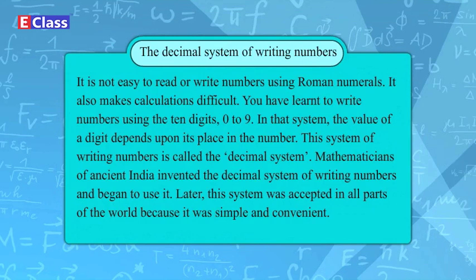This system of writing numbers is called the decimal system. Mathematicians of ancient India invented the decimal system of writing numbers and began to use it. Later, this system was accepted in all parts of the world because it was simple and convenient.